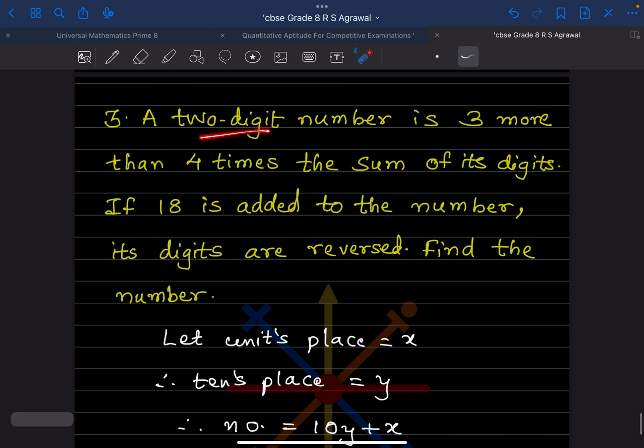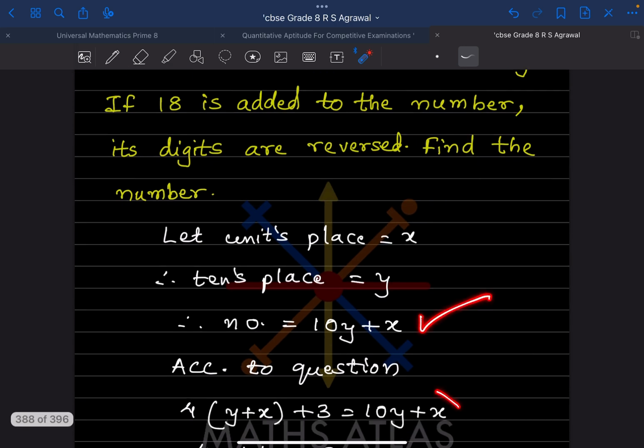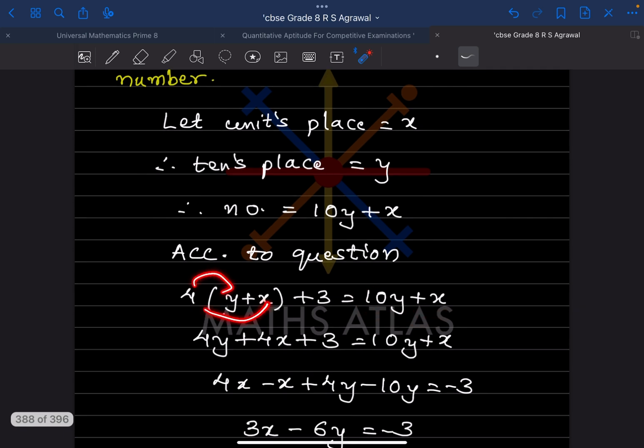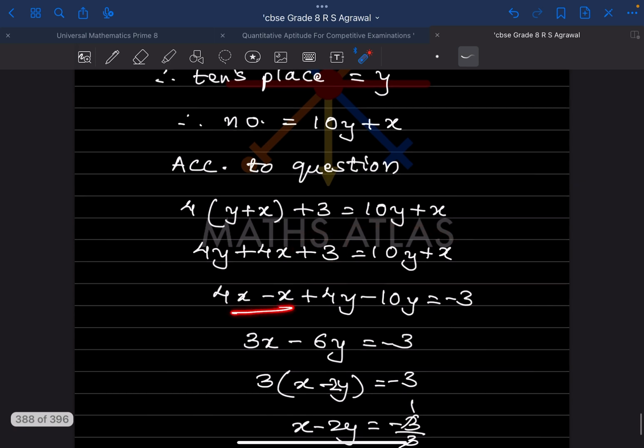A two-digit number, right? So this is the number, so we are going to write here 10y plus x. When you solve this part, this is going to be 4y plus 4x plus 3 is equal to 10y plus x. So this 4x, you bring it on this side, that is going to be minus x. This is going to be plus 4y. If you bring this on this side, that is going to be minus 10y. And if you take this on this side, that is going to be minus 3. So this part is going to be 3x, this will be minus 6y, and this will be minus 3.